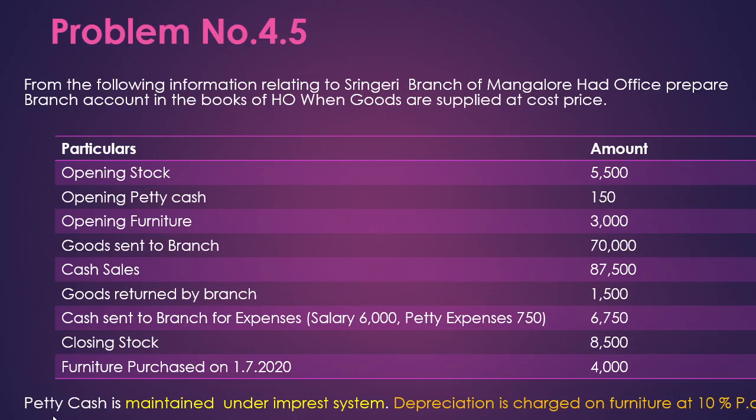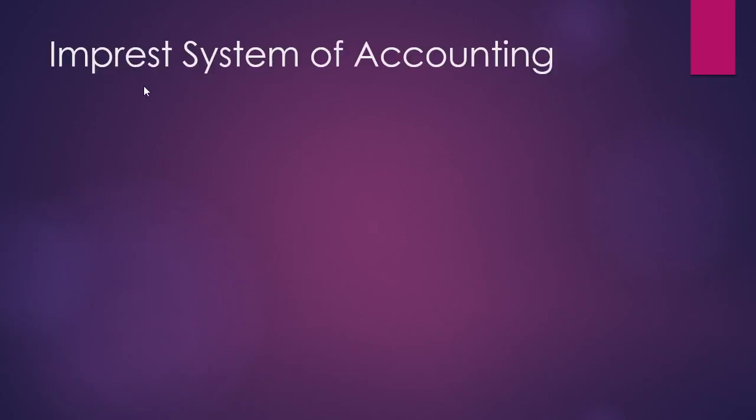So see the last sentence, petty cash is maintained under imprest system. You should know the meaning of imprest system to understand the petty cash details. Depreciation is charged on furniture at 10% per annum. So this needs to be included in your branch account. So opening furniture they have given, furniture purchased in the middle of the year they have given, and you need to find out the closing furniture. The closing balance of furniture can be found out after deducting furniture depreciation. So let me start the solution.